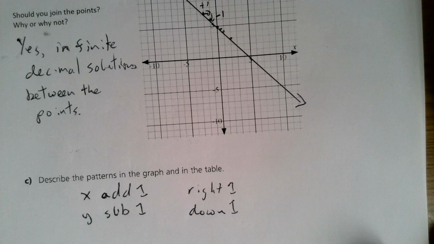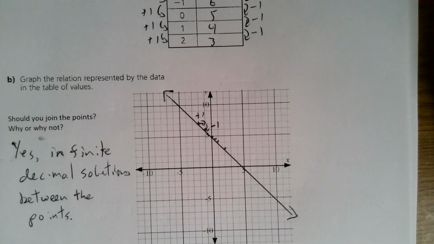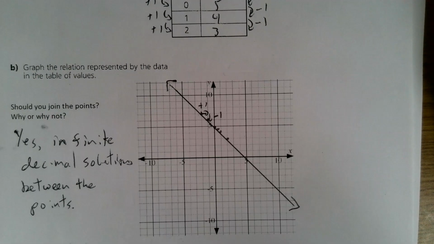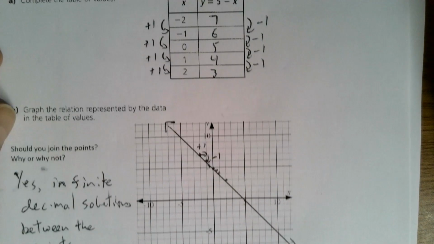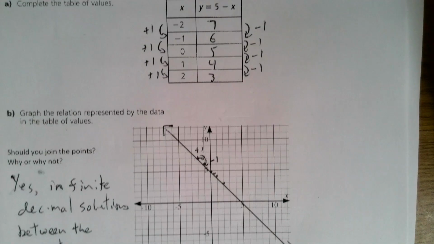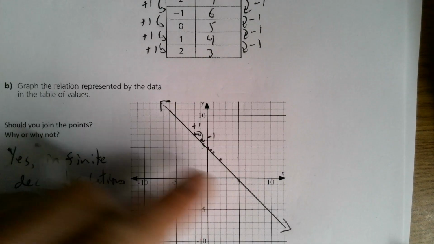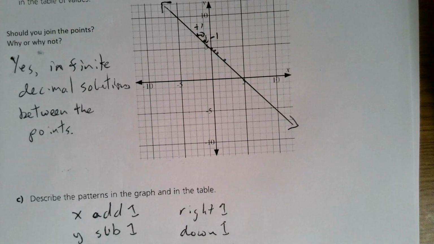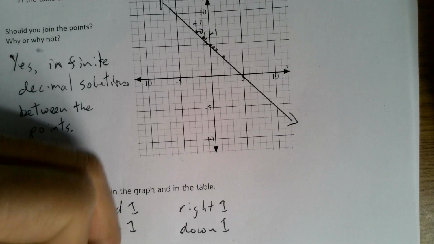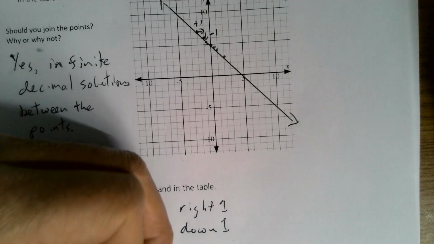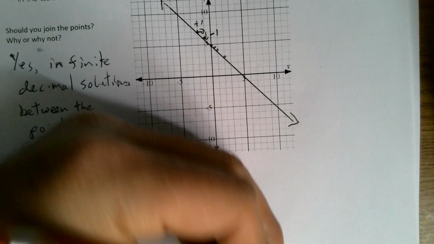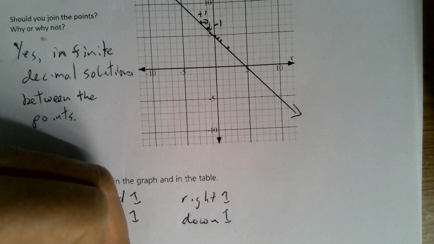Okay, and the final question, is the relation linear? And remember, this has nothing to do with whether or not we drew in a straight line with a ruler. Is it linear? So, do we have constant change in the table? Yes. This goes up by 1, that goes down by 1 every time. And are our points in a straight line? Yes. So is this linear? Yes. 2 reasons. The table change is constant. And the other reason is that the points are in a straight line.